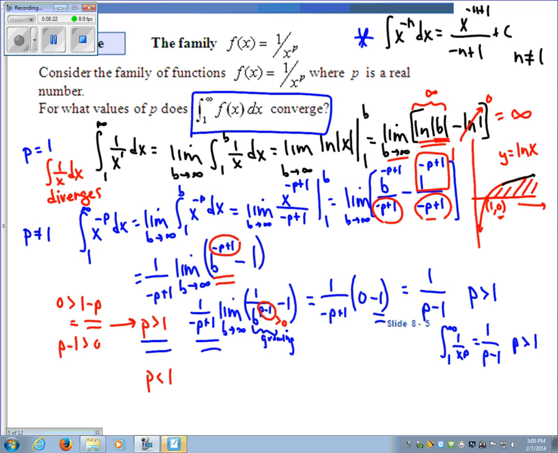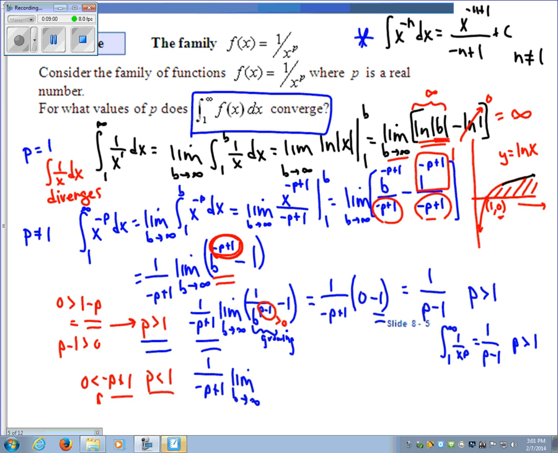Okay, now let's look at the other case. If p is less than 1, I've still got this expression, 1 over minus p plus 1, and that limit. Now I need to figure out what I know about minus p plus 1. Well, if p is less than 1, that means if I subtract p from both sides, I have 0 is less than minus p plus 1. What that tells me then is that minus p plus 1 is positive. It's greater than 0. That means this is a positive exponent.